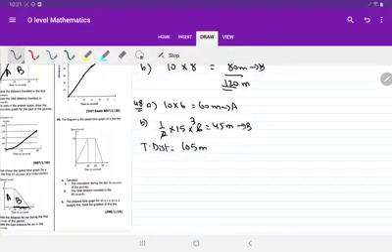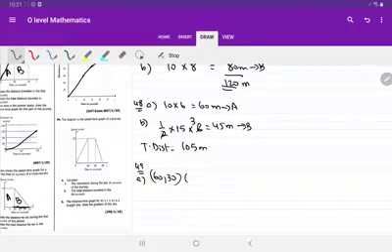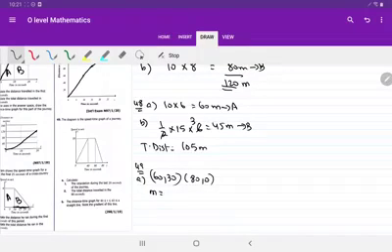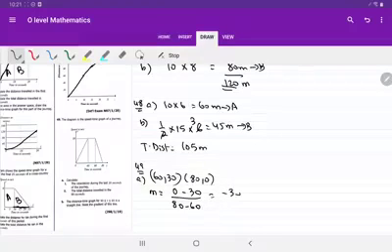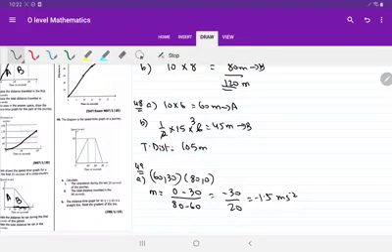Question 49. The diagram is the speed time graph of a journey. Calculate the retardation during the last 20 seconds. So this will be 60, 30 and 80, 0. So the gradient will be 0 minus 30 over 80 minus 60. That is minus 30 upon 20, minus 1.5 meters per second square.